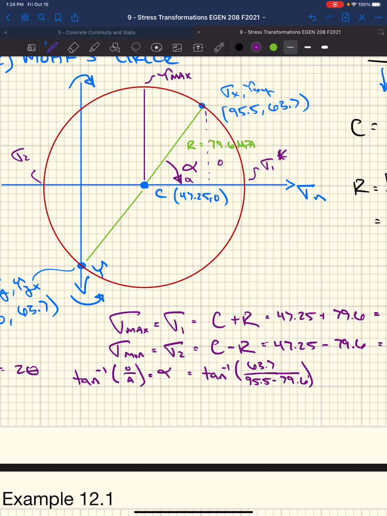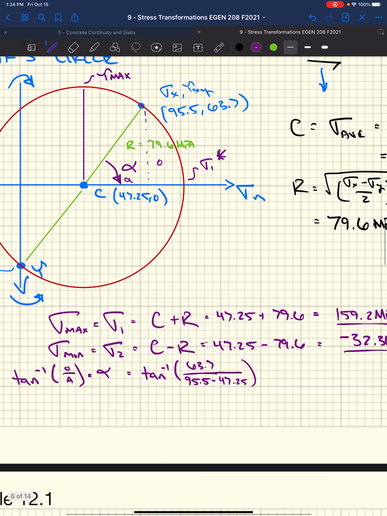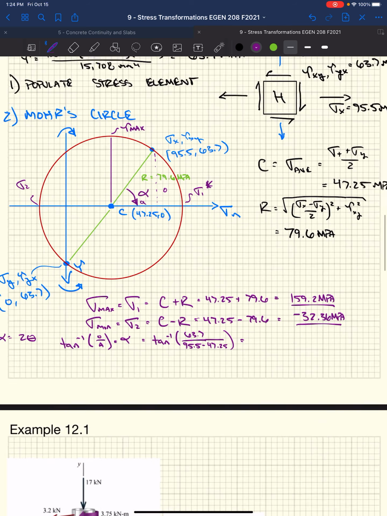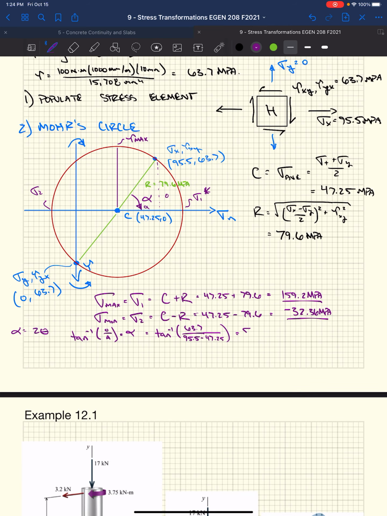Okay, so 47.25. That should equal, I wrote that wrong way, so I hope this is right. It kind of looks right. 52.8 degrees equals alpha. So what does that mean? Well, that means theta equals 26.4 degrees.